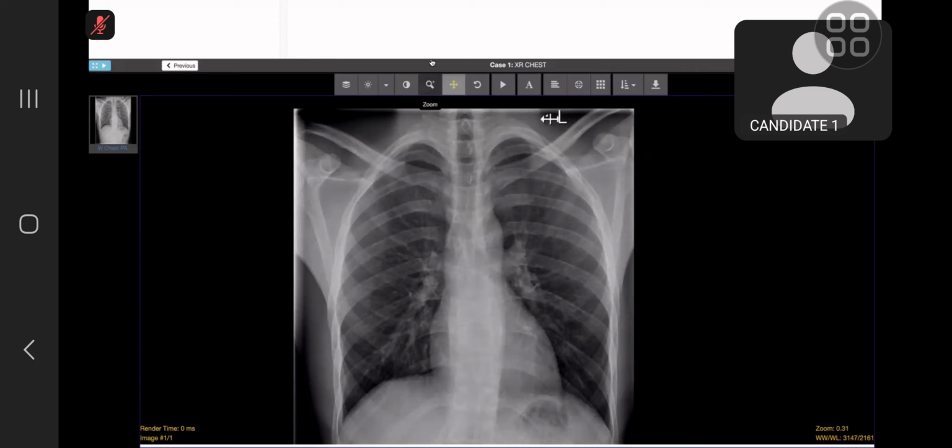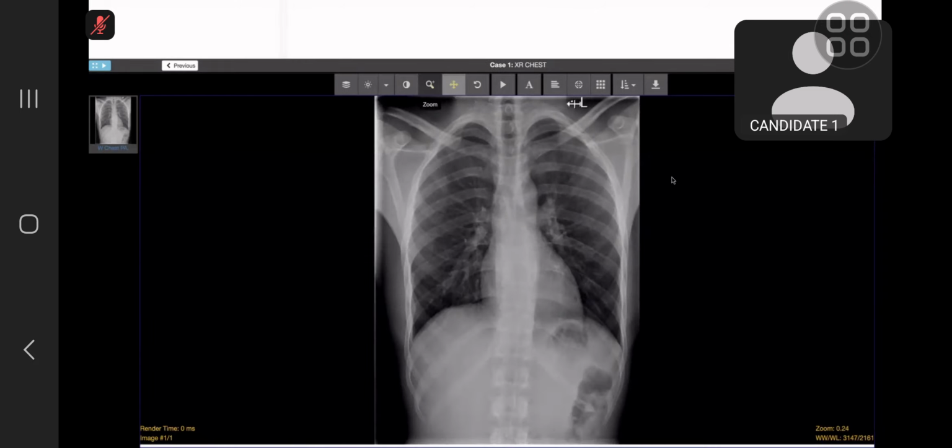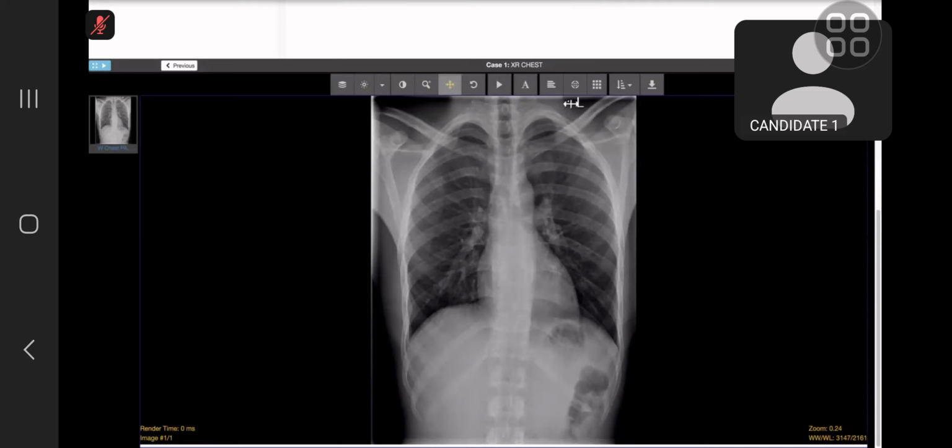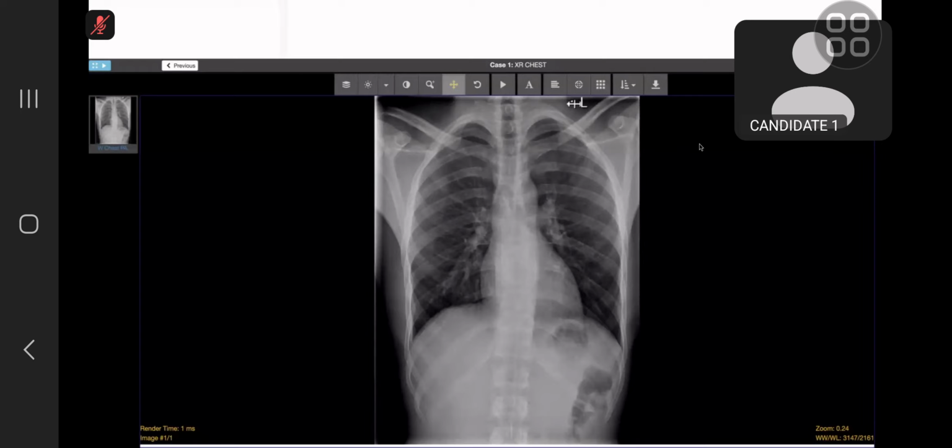Should I start, sir? Yes, please. This is a frontal chest radiograph of a skeletally mature patient who presented with chest pain and vague upper abdominal pain. I'm just trying to look at both the lung parenchyma. Not able to visualize anything abnormal in both the lung parenchyma. The cardiac shadow and mediastinum appear normal. I'm trying to look at the bones to look for any abnormality.